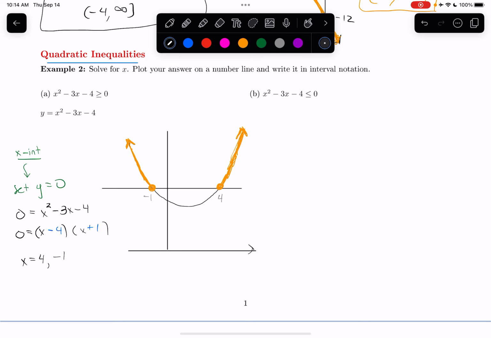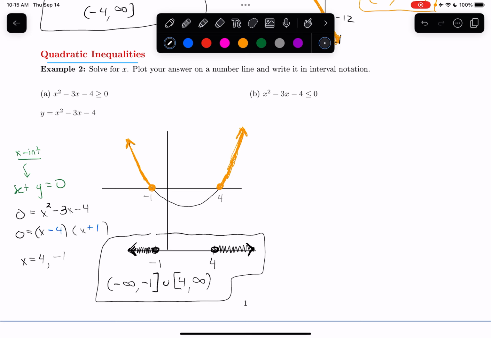On a number line, I'd plot -1 and 4. -1 is shaded in, 4 is shaded in, and all the x values to the left of -1 are working. Similarly, all the x values to the right of 4 are working. In interval notation, it's negative infinity with a parenthesis to -1 with a bracket because it's included, union 4 with a bracket to infinity with a parenthesis. Cool, and that's my solution.